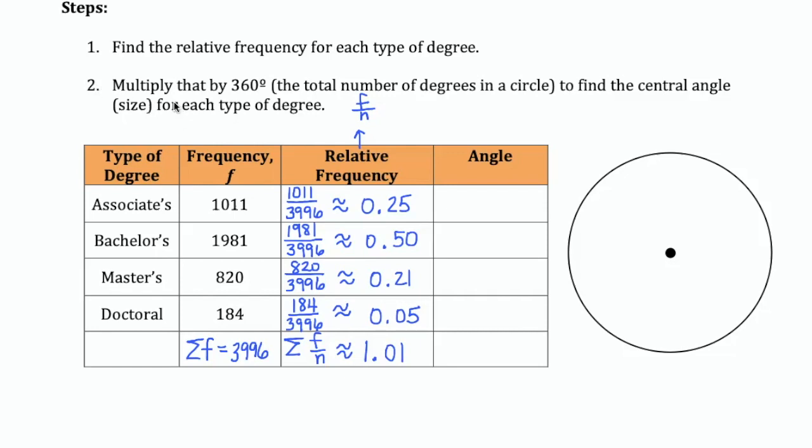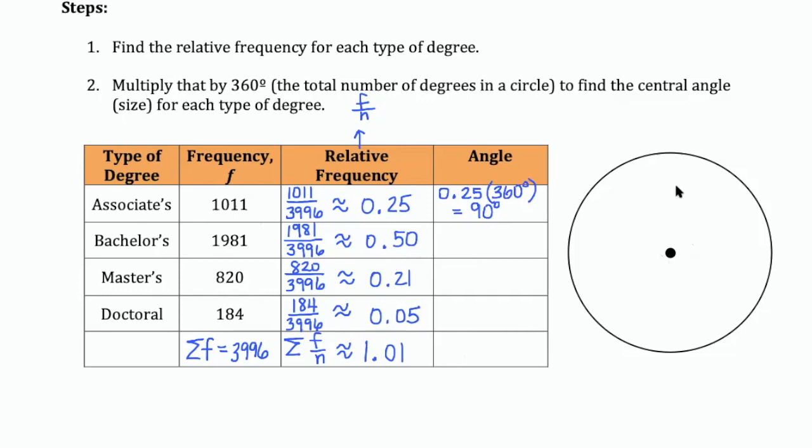Step 2 says we're going to multiply our relative frequencies, these numbers, by 360, the total degrees in a circle, to find the central angle, which represents the size for each type of degree. So to find the corresponding angle, you take your relative frequency and you multiply it times the number of degrees in a circle. And 1/4 of 360 is 90. So the associate's degree should be represented by a right angle, a 90-degree angle, in this circle.